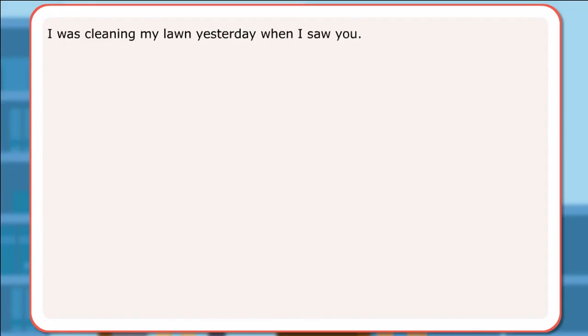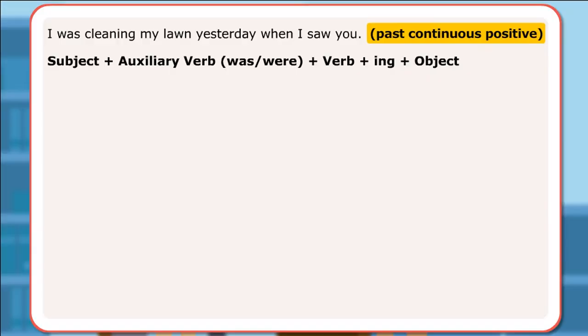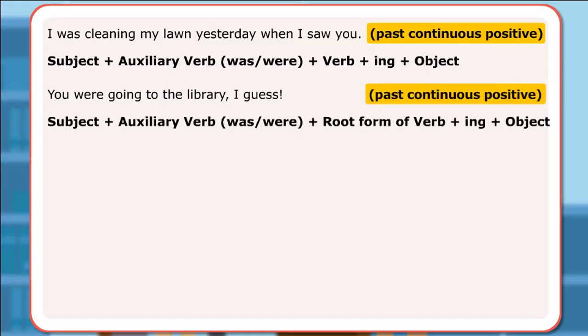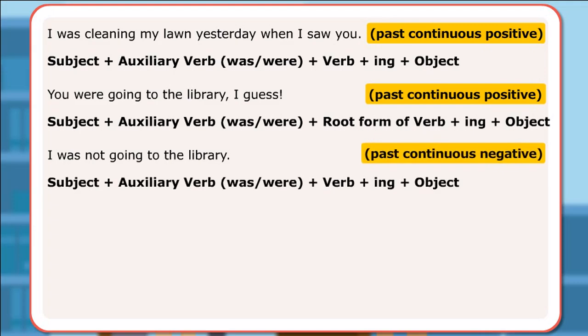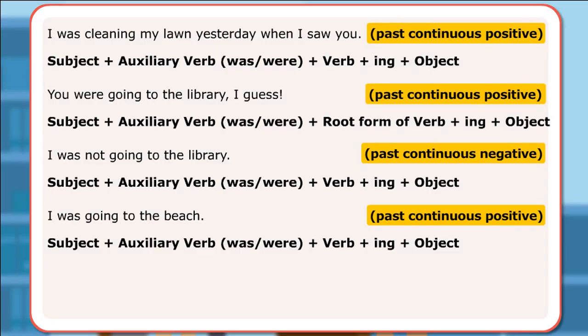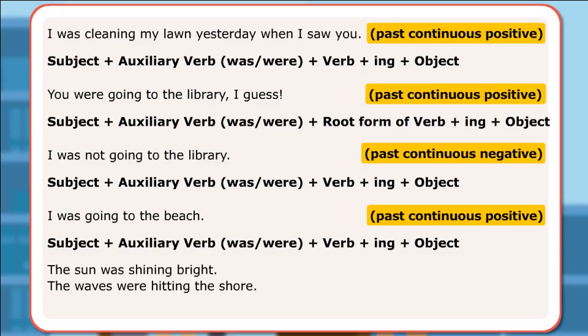I was cleaning my lawn yesterday when I saw you. Past continuous positive. You were going to the library, I guess. Past continuous positive. I was not going to the library. Past continuous negative. I was going to the beach. Past continuous positive. The sun was shining bright. The waves were hitting the shore.